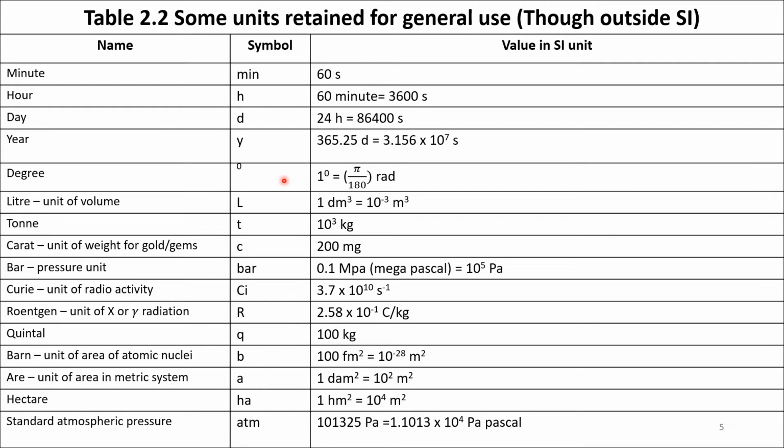Degree: 1 degree is equal to π/180 radians. 1 liter is a decimeter cube, that is equal to 10^-3 meter cube. Sometimes we use tons. Ton is small t and it is 1000 kg, that is 10^3 kg. Carat is small c, and 1 carat is equal to 200 milligrams. Bar is the unit for pressure. 1 bar is 0.1 MPa, equal to 10^5 Pa.